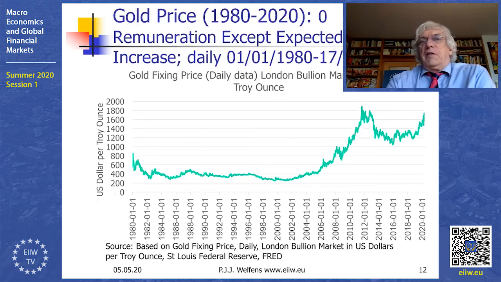Here you have the gold price, again over a longer period, 1980. You have your daily data, and then we can see for a long time it's kind of stable, which means actually in real terms it's falling, but then you see 2006 onwards there's a strong increase. And then after 2010 there is a certain decline, and then again there is an increase of the gold price. The yield, of course, is zero at first glance, but if there is an expected increase of the gold price, well then this percentage increase is your yield on gold.